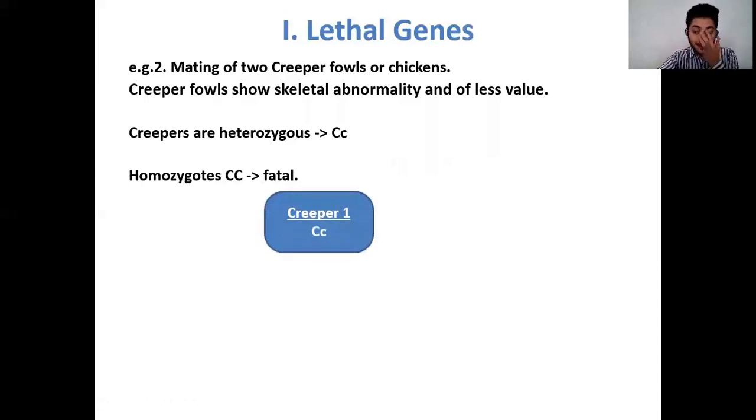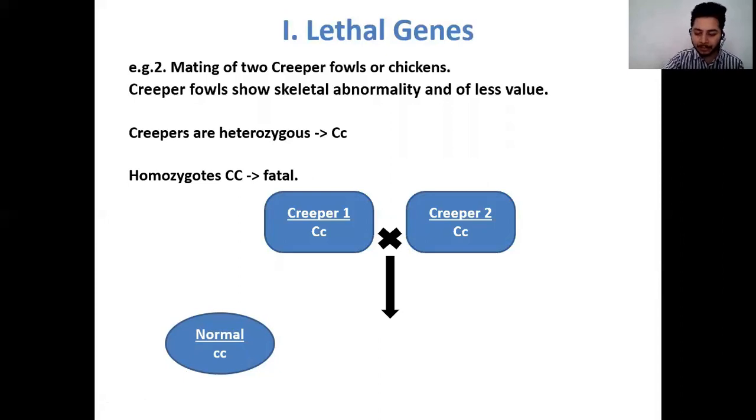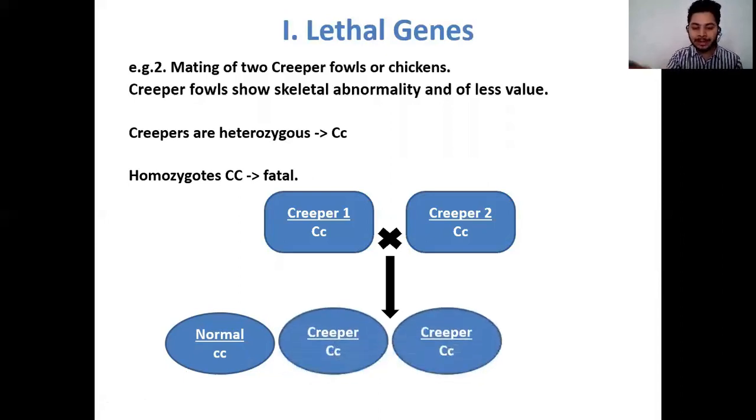Now if two such creepers are mated with each other, so I have creeper 1 mating with creeper 2, the progeny that I get are again of three different types. First is going to be a normal individual. Here you see small c small c, a homozygous recessive condition, and this is going to be a normal chicken and not a creeper one. So a normal chicken with very high economic value. The second type we are going to get is again two creepers. These creepers are going to show crooked legs, skeletal abnormality, and are of less value.